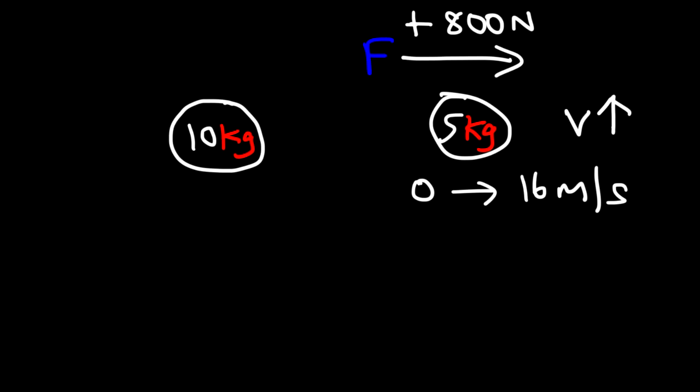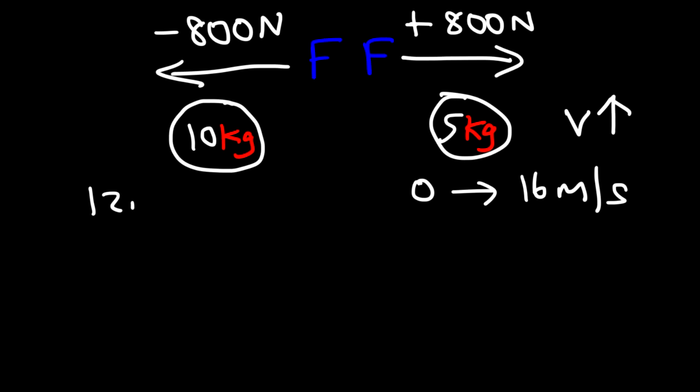Now, even though the 10 kilogram object exerted a force on the 5 kilogram object, the 5 kilogram object also exerted an equal but opposite force of negative 800 newtons on the 10 kilogram object. So Newton's third law is being observed here. For every action force, there's an equal and opposite reaction force. So when the 5 kilogram ball exerted an equal but opposite force of 800 newtons, it caused the 10 kilogram ball to decelerate from a speed of 12 meters per second to a speed of 4 meters per second.